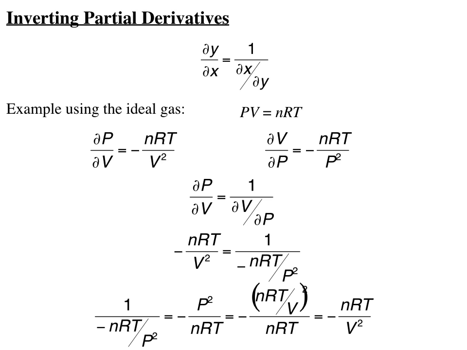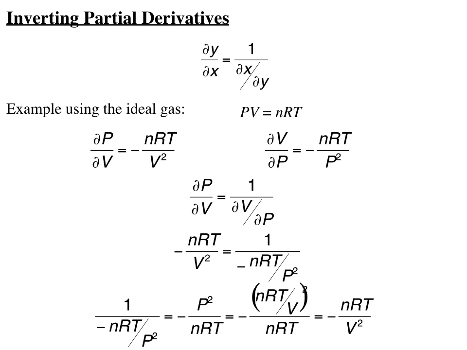So again, let's just consider the ideal gas formula, PV equals nRT. And let's use P as x and V as y. So P is equal to nRT over V. So dP dV would be equal to minus nRT over V squared. So let's see if that is equal to 1 over dV dP. So V is equal to nRT over P, and dV dP is minus nRT over P squared. So dP dV should be equal to 1 over dV dP.